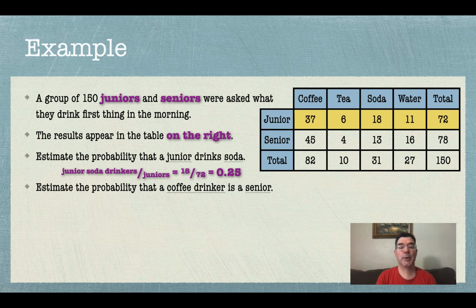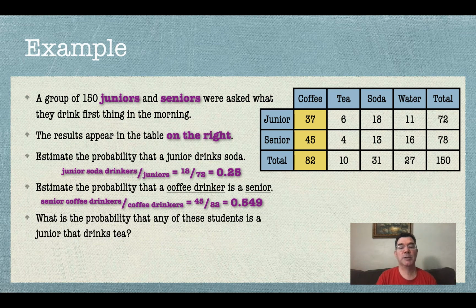Now let's estimate the probability of someone that I know is a coffee drinker. What's the probability that they are also a senior? So now I'm focusing my attention on the first column, which talks about the 82 coffee drinkers. So out of those 82 coffee drinkers, how many are seniors? Well, the table says that that's 45. So the probability that someone who is a coffee drinker is also a senior is going to be 45 out of 82. As a decimal, that's going to be approximately 0.549.